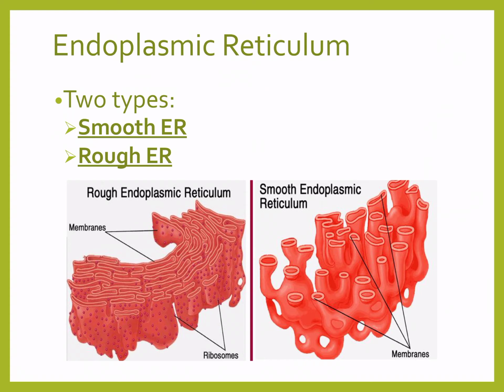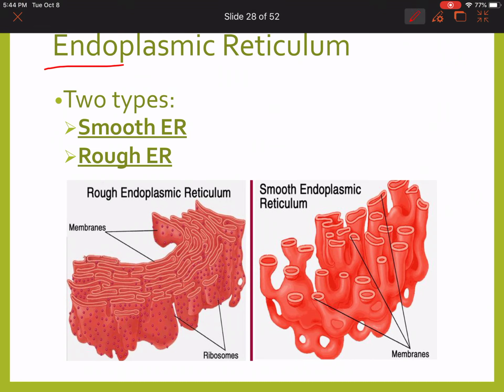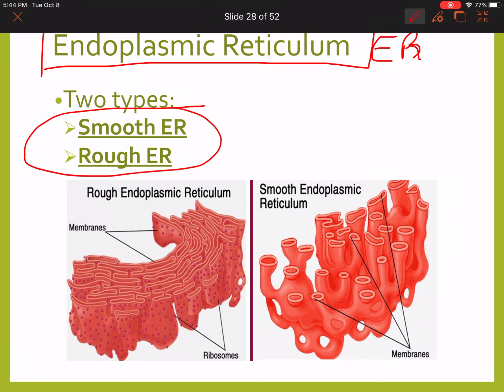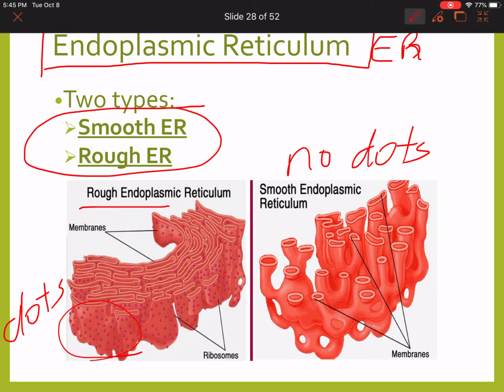So speaking of ER, there's 2 types. ER stands for, this mouthful, endoplasmic reticulum. Good news, I'll never require you to write endoplasmic reticulum. You can always just abbreviate it ER. 2 types, smooth ER and rough ER. Very basic difference. Rough ER is covered in ribosomes. Look at the dots. Ribosomes make it rough. Smooth ER. No dots. No ribosomes. So it's nice and smooth. Pretty simple difference in how they look under the microscope.